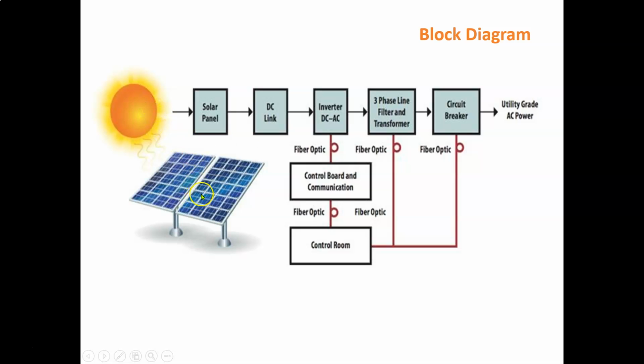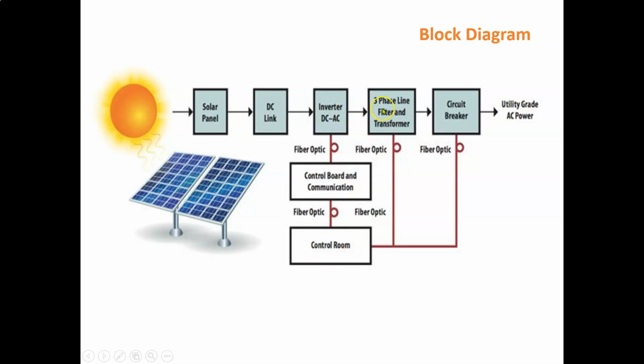Okay? There's another one here for a solar panel system. All right, so we got the sun, solar panels. It kind of shows you how things are processed here. All right, solar panel to a DC link. A DC link is going to be connected to an inverter, DC to AC, and that's going to go into your fiber optics and a control board for communications. Another fiber optic cable to a control room.